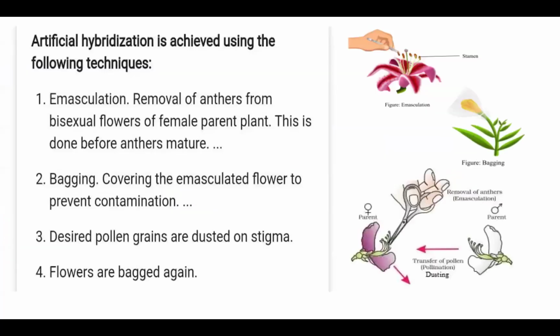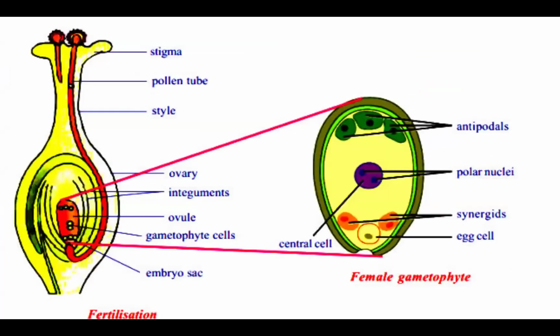So just to note it, emasculation is the first thing. I'm removing the anther, then I'm bagging it, covering the emasculated flower to prevent contamination. Desired pollen grains are then dusted onto the stigma, and then the flowers are bagged again.